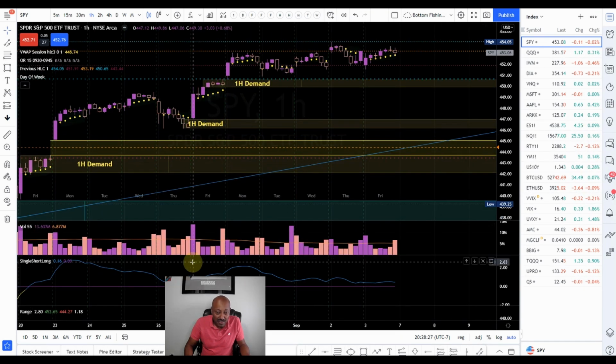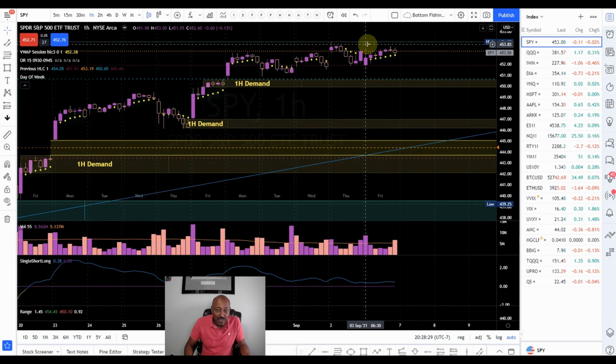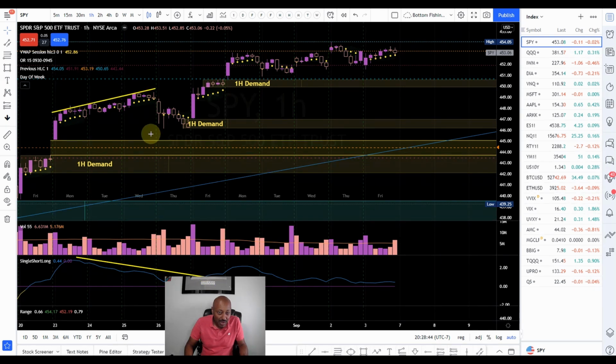We've seen this divergence, meaning that we're expecting some sort of a pullback. And as you can see, when we had this divergence, even though price was making its way up, we had a very short-lived pullback. It tested itself, made a double bottom, and went back up. So that's a good indication.